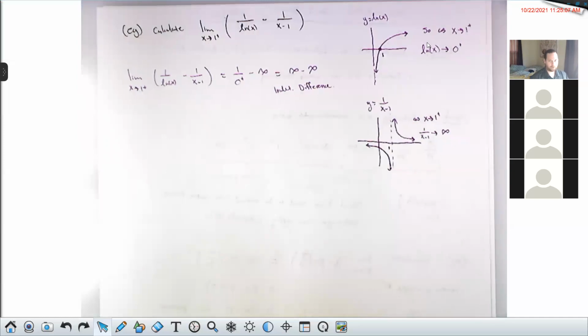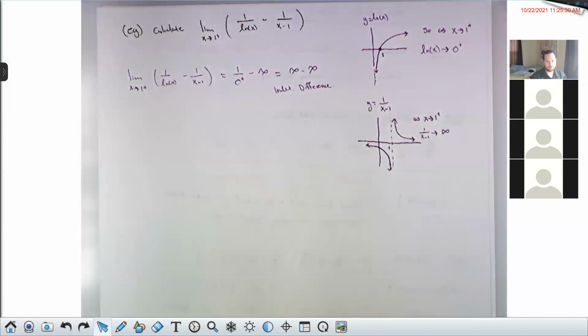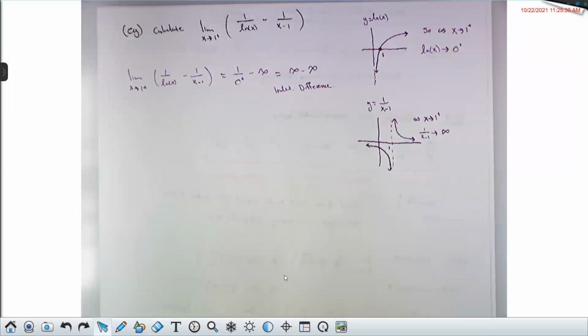And the trick for handling these is to, again, try and turn them into a ratio. And we're lucky here in that we've got some fractions to play with. So the most natural way to take these two fractions, which give us an indeterminate difference, and rewrite it in a way that we'll have one fraction, which gives us an indeterminate ratio, is to have a common denominator, right? Just do the obvious thing. Yeah, exactly. So let's do that.